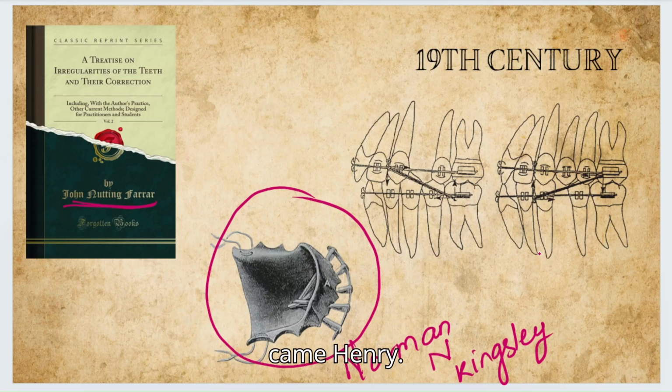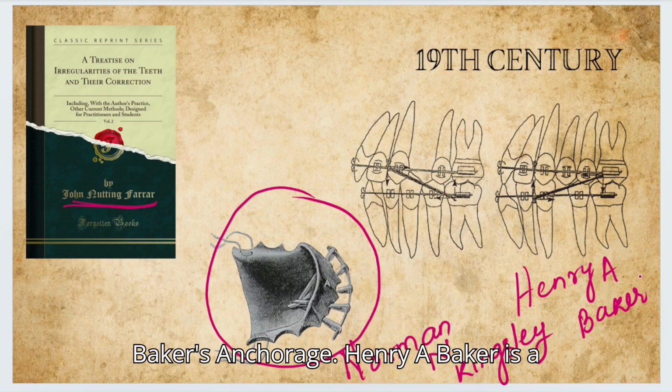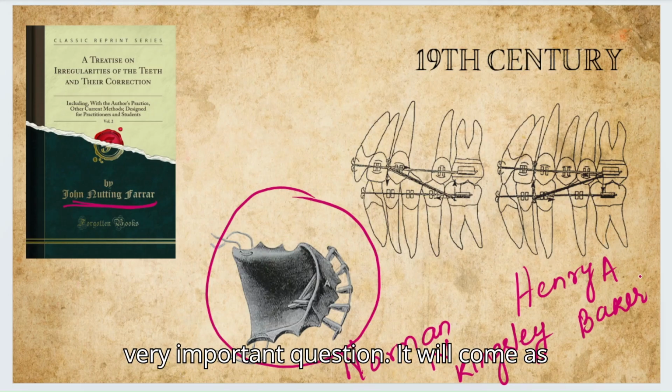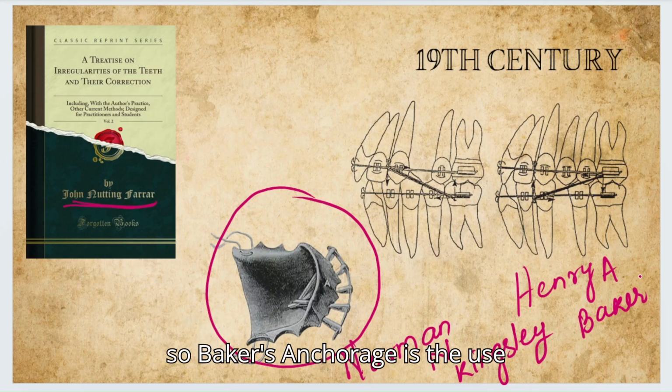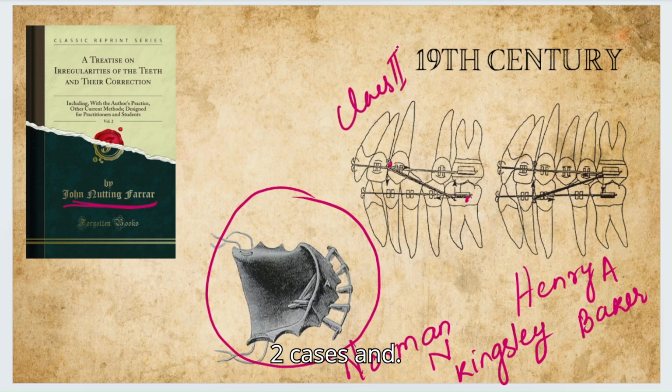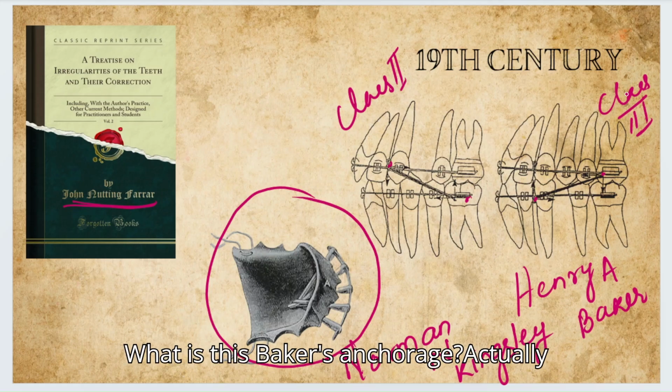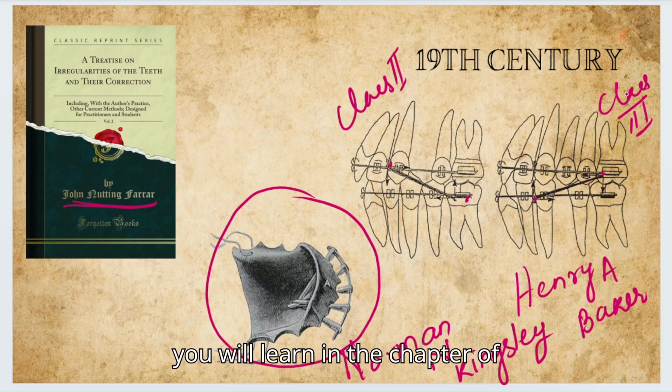Okay, next came Henry A. Baker. Okay, Baker's anchorage. Henry A. Baker is a very important question. It will come as 5 marks, 2 marks. Okay, so Baker's anchorage is the use of intermaxillary elastics from the upper canine to the lower molars in class 2 cases, and from the upper molar to the lower canine in class 3 cases. Okay, what is this Baker's anchorage? Actually, you will learn it in the chapter on anchorage.